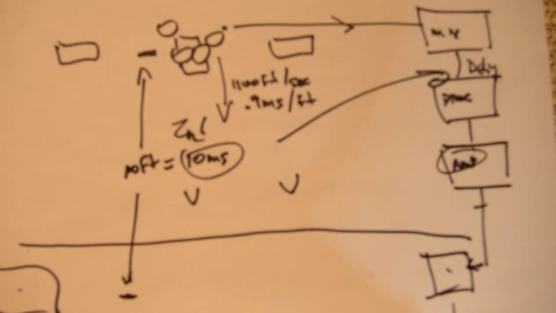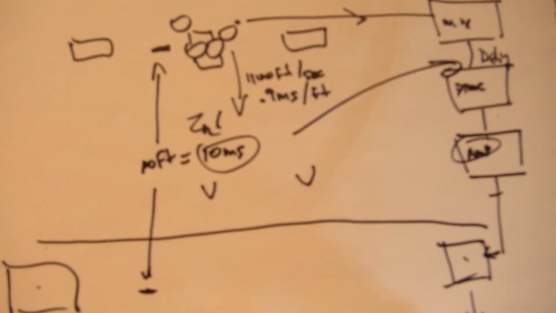So if you're using a Behringer X32 or Midas M32, I'll demonstrate how you can get to those pages and make that delay adjustment.